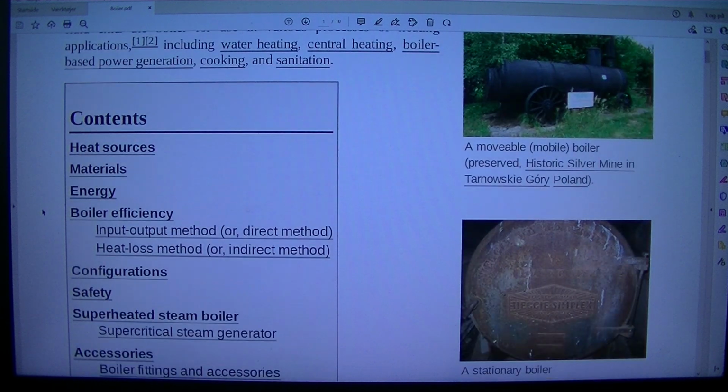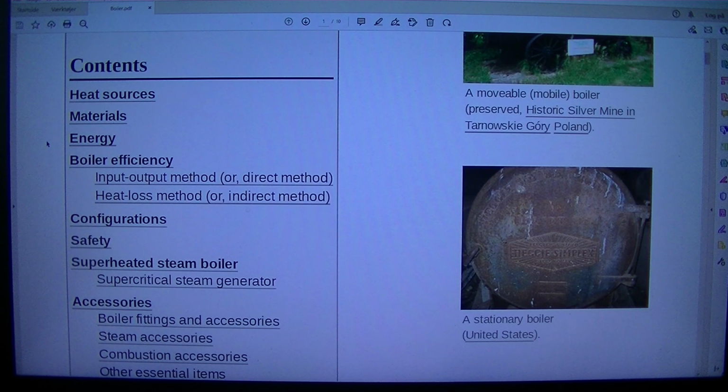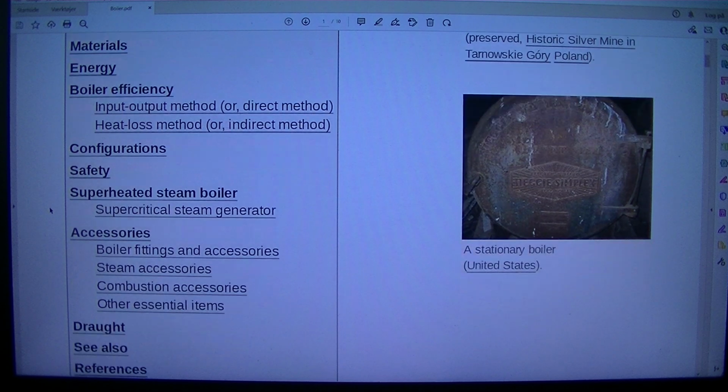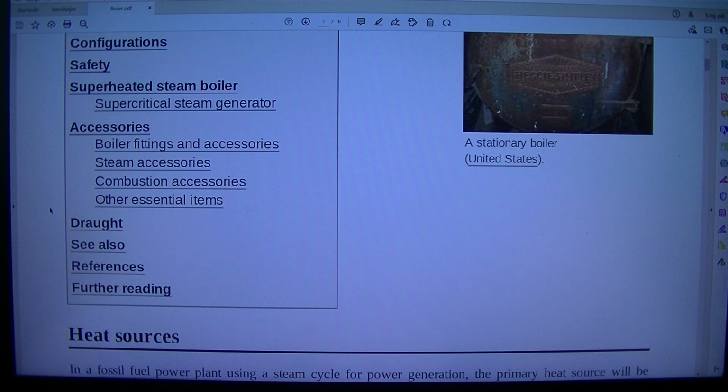Contents. Heat sources. Materials. Energy. Boiler efficiency: input-output method, or direct method; heat loss method, or indirect method. Configurations. Safety. Superheated steam boiler, supercritical steam generator. Accessories: boiler fittings and accessories, steam accessories, combustion accessories, other essential items. Draft. See also. References. Further reading.